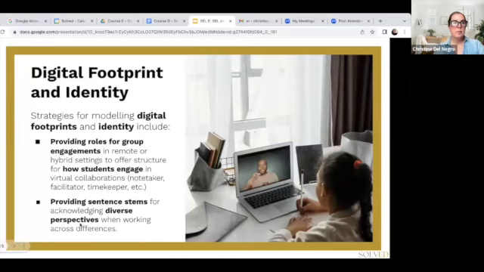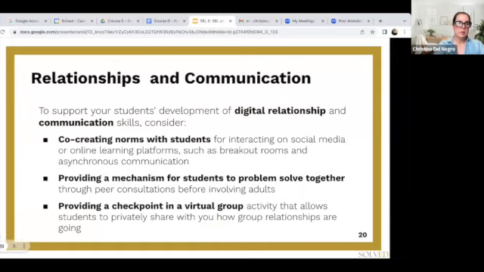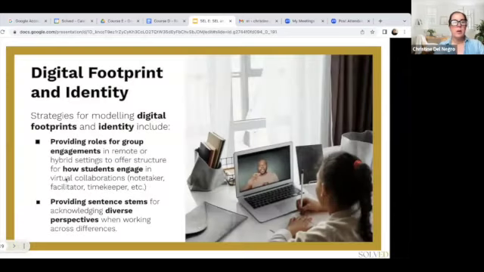Okay, digital footprint and identity. And these are some strategies for modeling that.